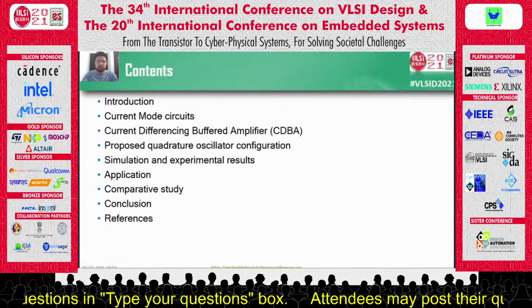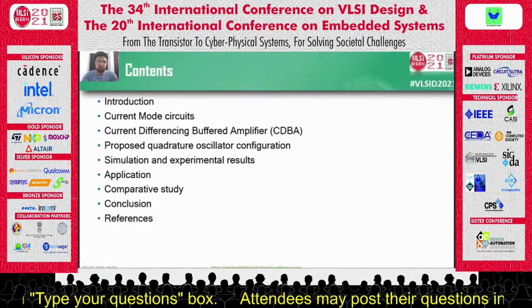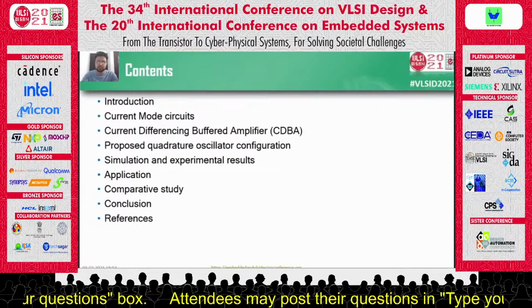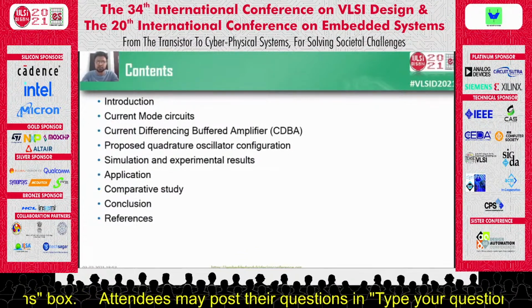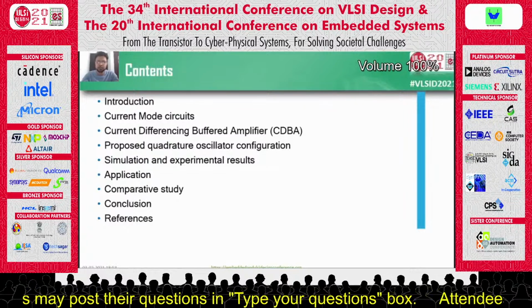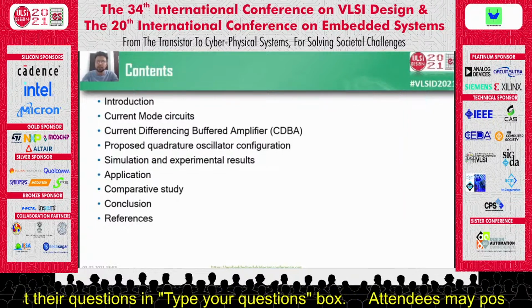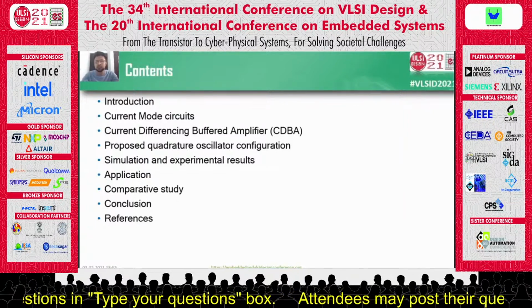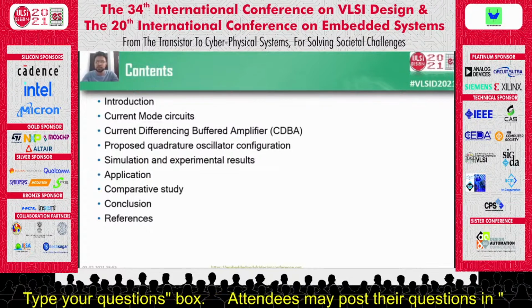So these are the main outlines of my presentation. Introduction, current mode circuits, the current differencing buffered amplifier, the proposed quadrature oscillator configuration, simulated and experimental results, application of the proposed mode, a comparative study of the proposed work with earlier reported works, conclusion, and finally the references.